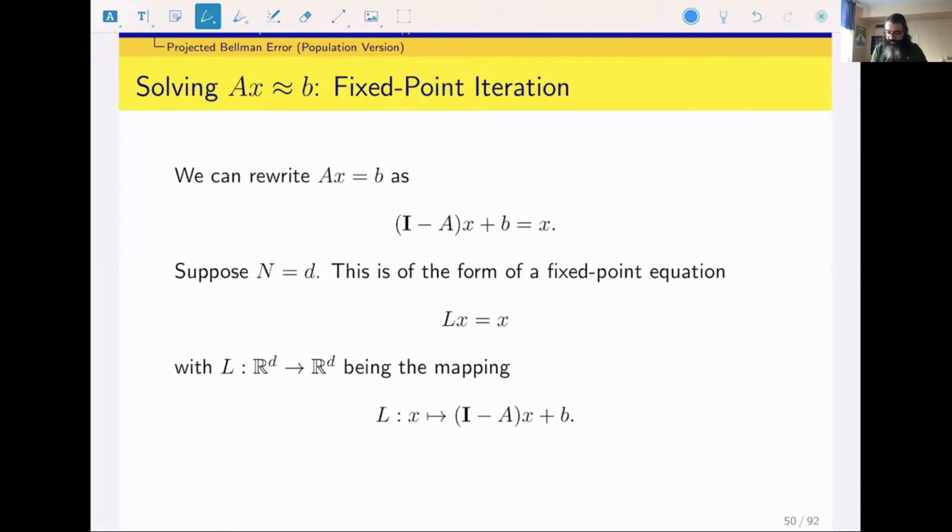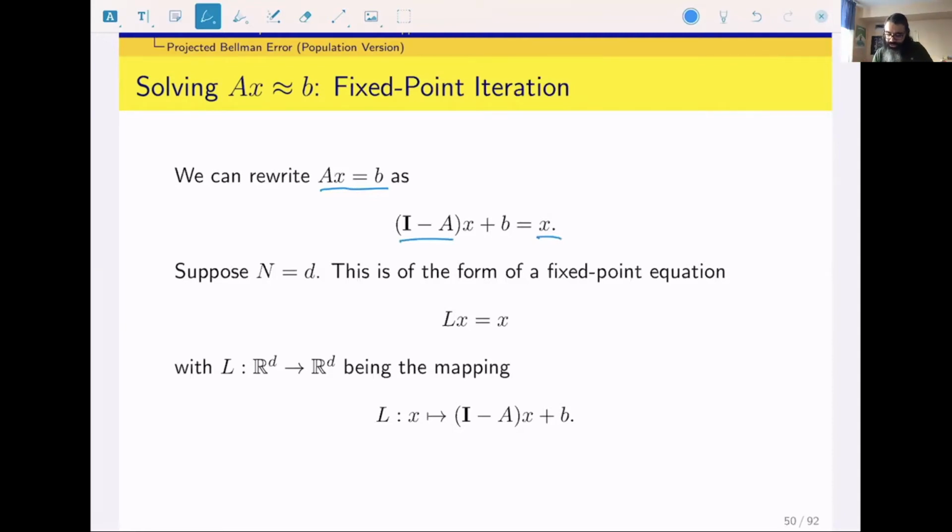Okay, thanks. So we can also do it as a fixed point iterative method using some kind of fixed point iteration. So here, I just write it. I want to make it similar to the usual fixed point equations that we have seen. So we can write Ax equal to b as (I minus A)x plus b is equal to x. So I just add x to both sides and rearrange.